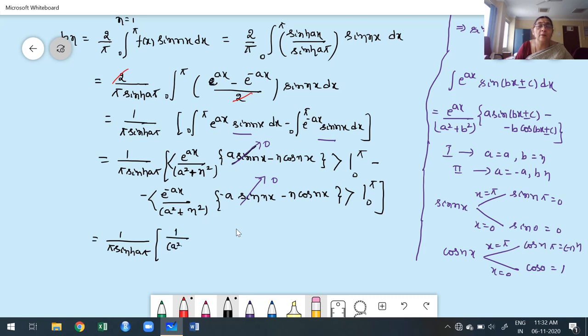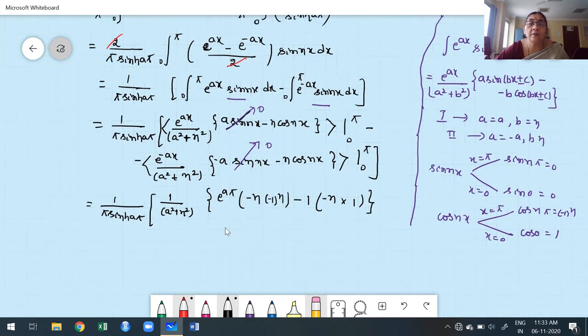A square plus n square is a constant. Apply the upper limit, pi: e power of a pi times [0 minus n into cos n pi, which is minus 1 to the power of n]. Minus the lower limit: e power of 0, which is 1, times [0 minus n into cos 0, which is 1]. Close the bracket. This is the upper and lower limit of the first integral.